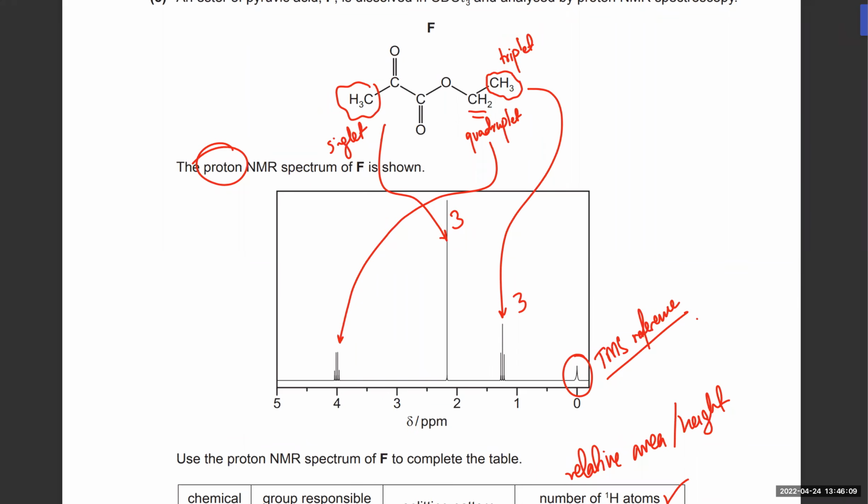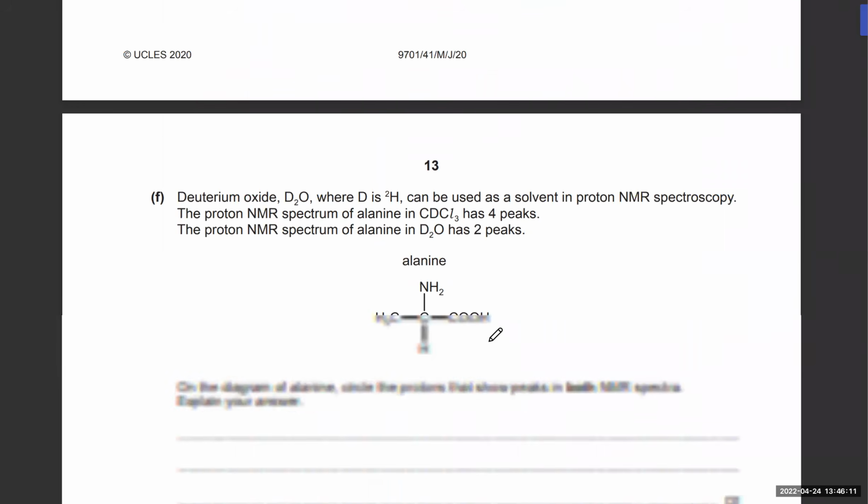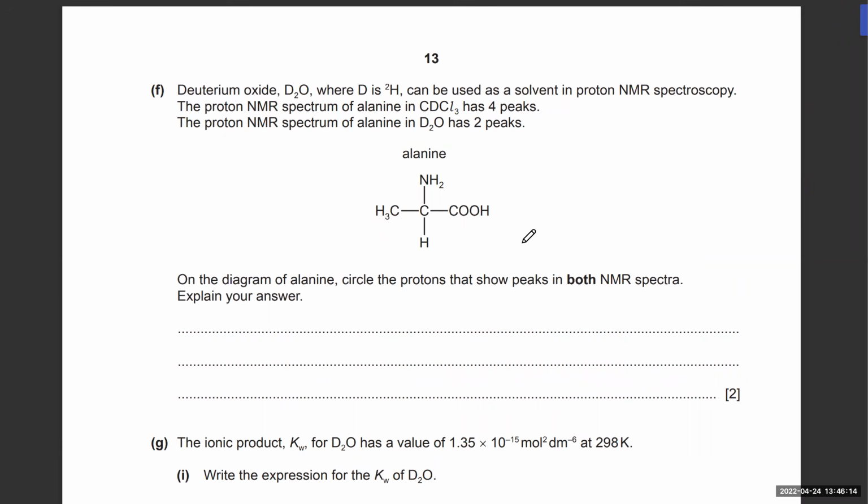सर इसके बाद वाला पार्ट है F, part F. Circle the protons that show peaks in both NMR spectra. Explain in which NMR. Acha, so you've got D2O. This is about D2O. Remember, when you add D2O, which hydrogen atom or proton gets displaced?